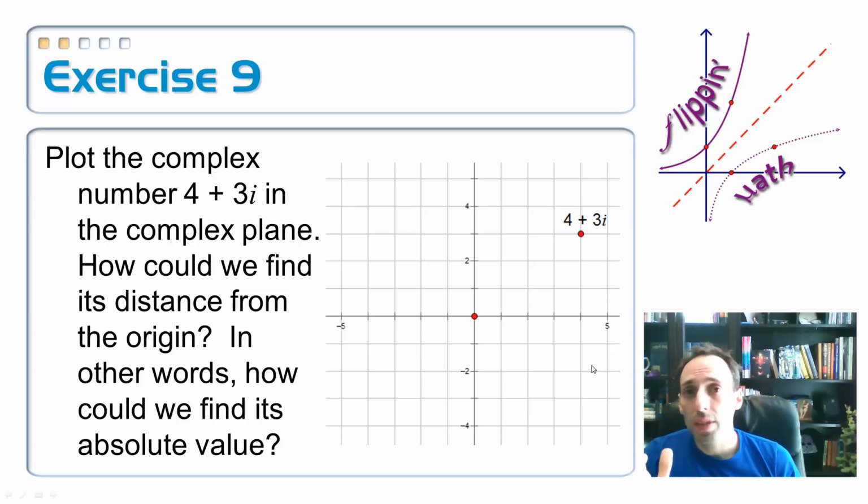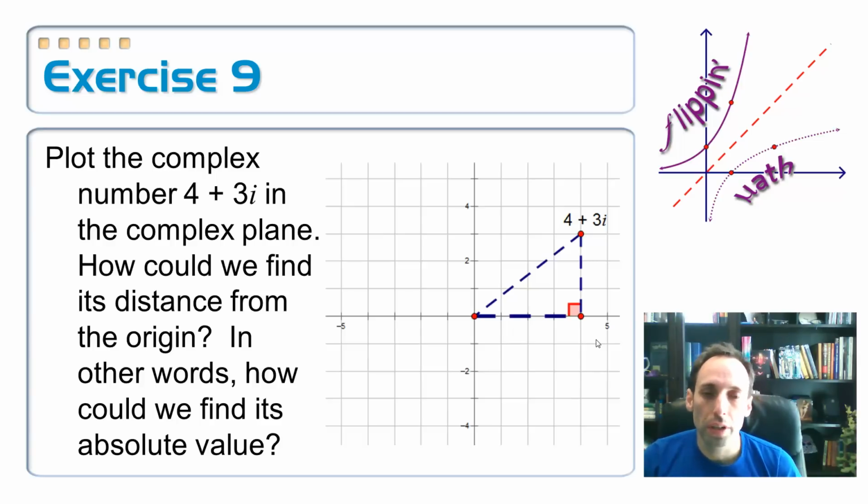If you said the Pythagorean theorem, you're right. Take a look. The distance away from the origin just makes this diagonal line here, but you can drop that line straight down to the x-axis, or the real axis, and then bring it straight to the origin, and it makes a right triangle. So the real part is 4, and the imaginary part is 3. What's the distance away from 0? This is a Pythagorean triple.